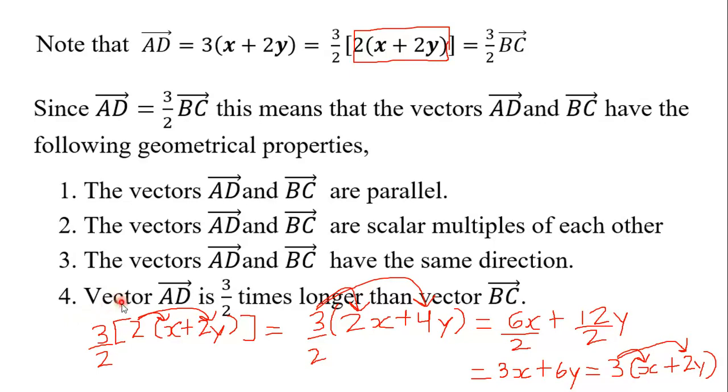Also, we know that the vectors AD and BC, not only are they parallel, but they are scalar multiples of each other. Now, because AD equals 3 over 2 BC, the next thing that we know is that they have the same direction. And fourthly, we know that the vector AD is 3 over 2 times longer than the vector BC. So these are the geometrical properties that we have.